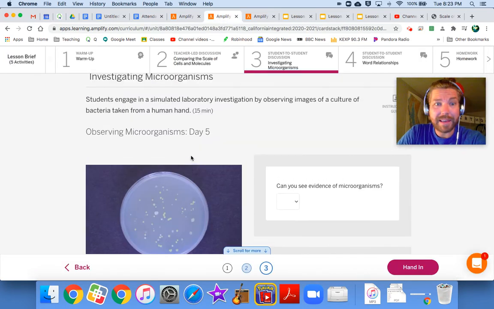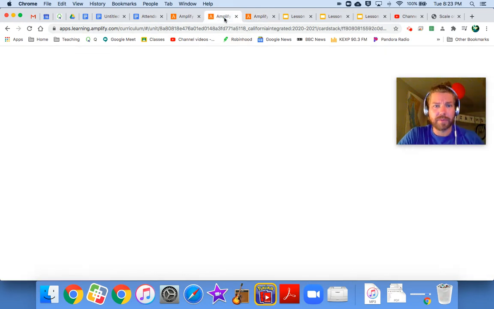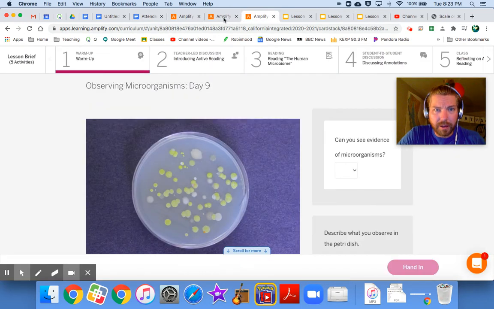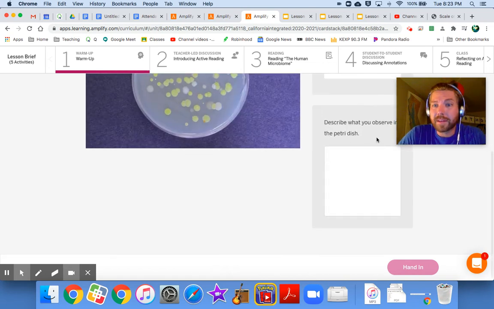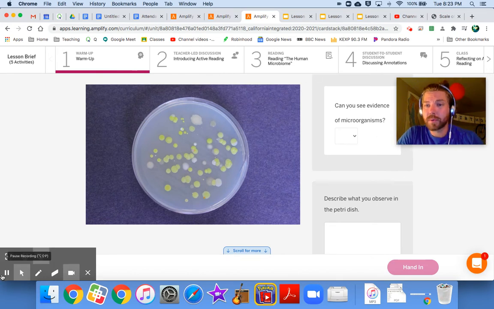There it is. That was day 5. Day 5, this is what our Petri dish looked like. And now let's go back to day 9. Ooh, okay, day 5, day 9. What do you notice? Do you see evidence of microorganisms? You're going to select yes or no and describe what you observe in that Petri dish. So, hey, take a minute, do the warm-up, answer those questions right now. Go ahead and hit pause and come back to me.